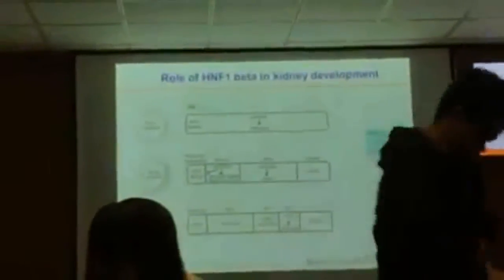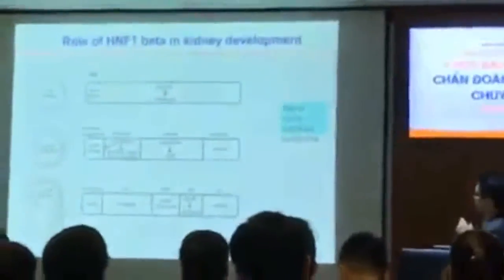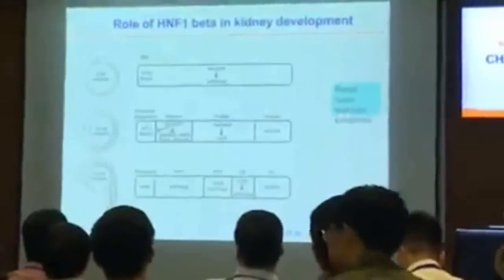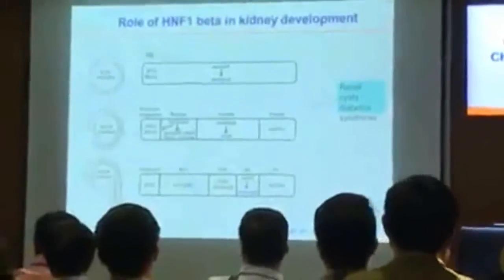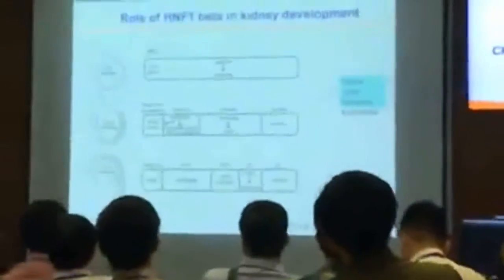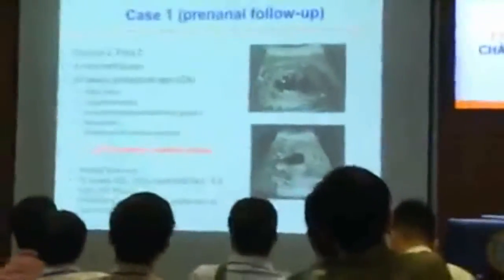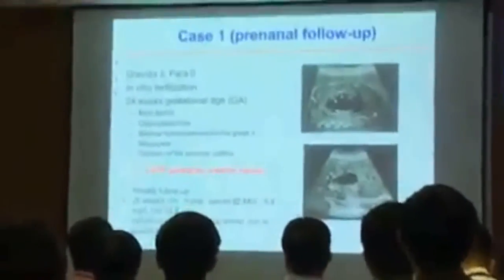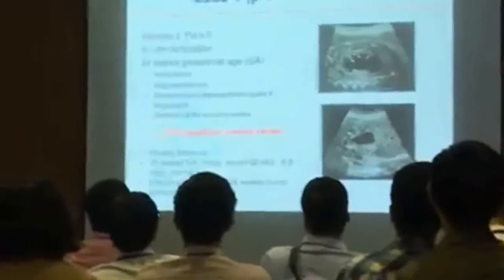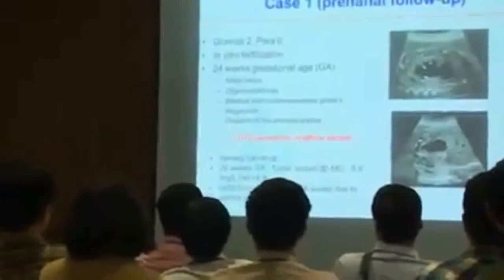Yeah, okay. This gene is a downstream target, and it's associated with renal cystic disease syndrome. It's quite a new gene, just published 5-6 years ago. So now we see another case example. This is a prenatal follow-up. It's a G2P0, an IVF case.